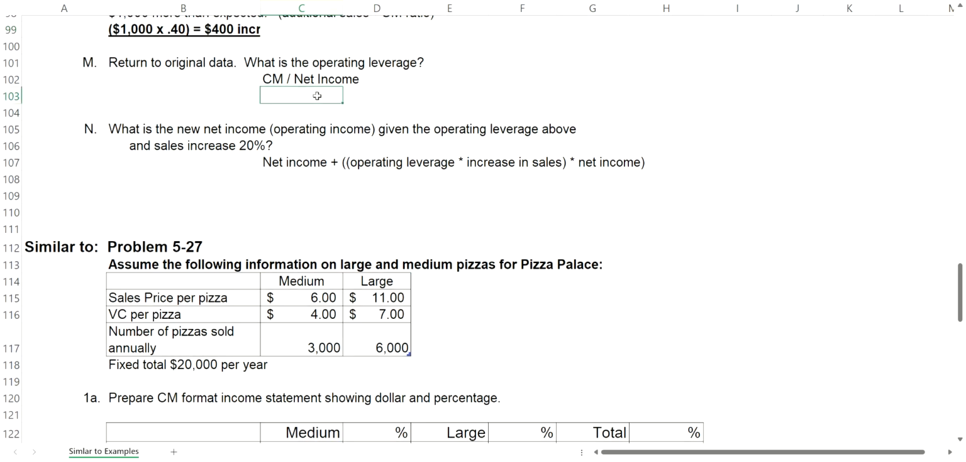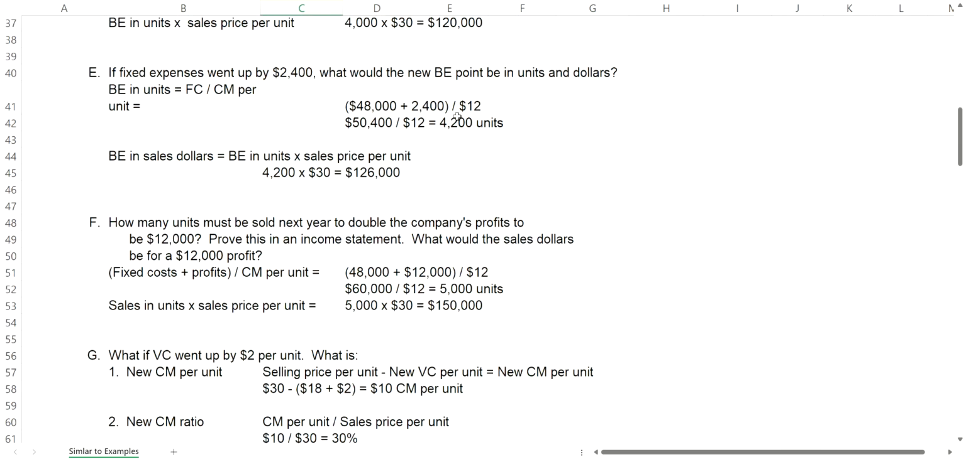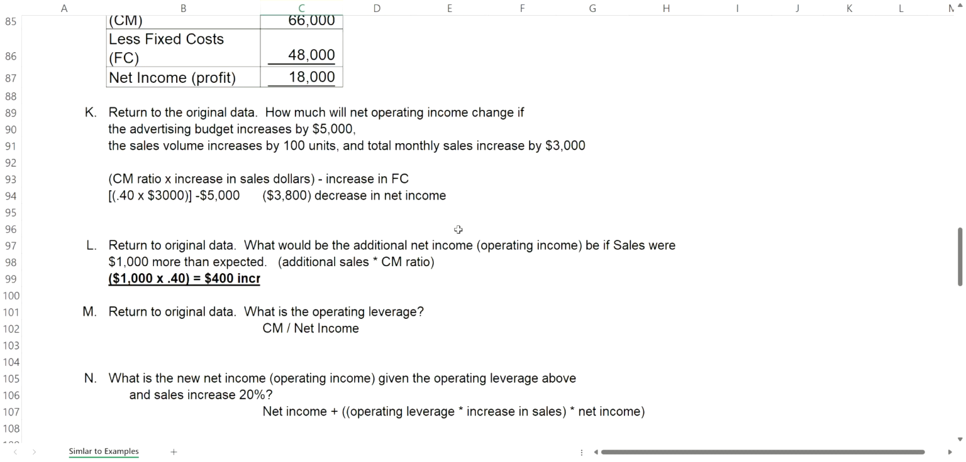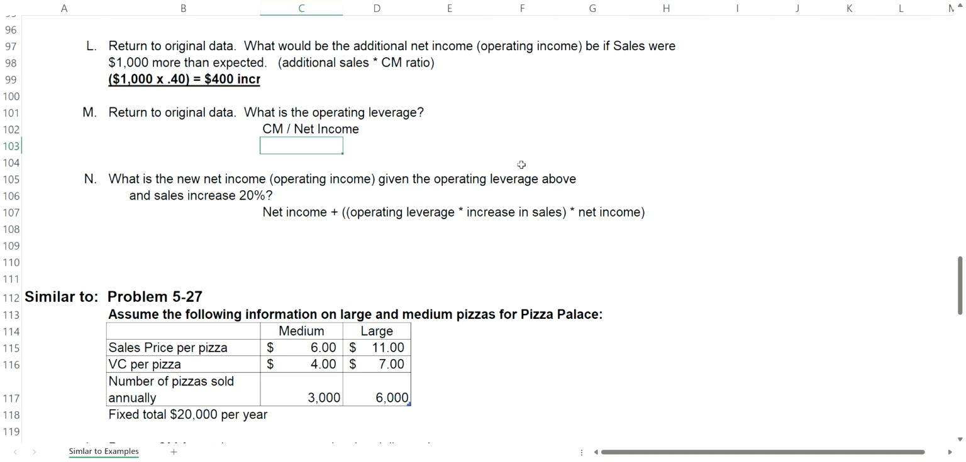Okay, last we're going to take a look at operating leverage here. Operating leverage is easy to calculate. You just take the contribution margin divided by the net income. And again, we're going back here to the original data where contribution margin is 54,000 and net income is 6,000. So I will take 54,000 contribution margin divided by $6,000 net income, and you get an operating leverage number of 9.